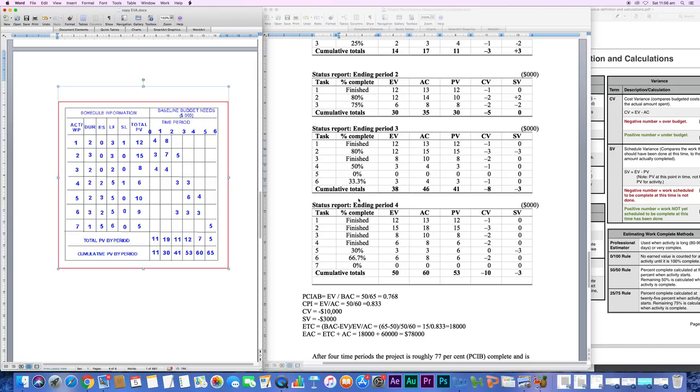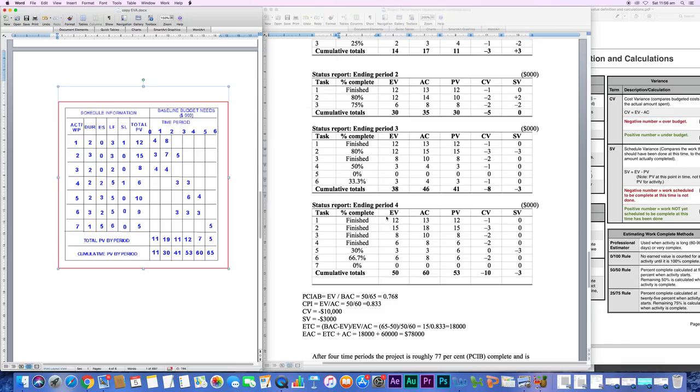And finally, ending of period 4. Percent complete is given to you, actual cost is given to you, plan value you read from the baseline. Let's quickly do it. For 1, it's 12, 15 is for 2, 8 is for 3, 6 is for 4, 6 is, because this is the line, only this one for 5, 3 and 3, 6 for 6, and 0 for 7. So we enter it here, earned value, percent complete times budget.